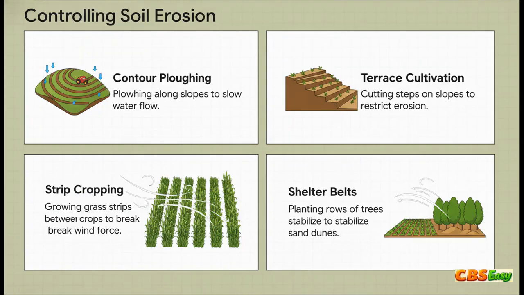Here's another topic you are almost guaranteed to see on your exam. How do we conserve soil? What's really cool here is that each method is like a custom-made solution for a specific problem. In hilly areas where water rushes down, you use contour plowing and terrace farming. But in flat, windy areas, you use things like strip cropping and shelter belts to slow down the wind.